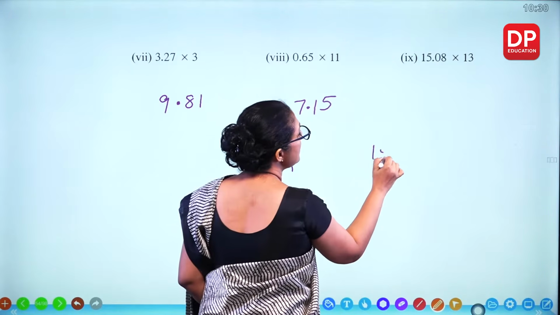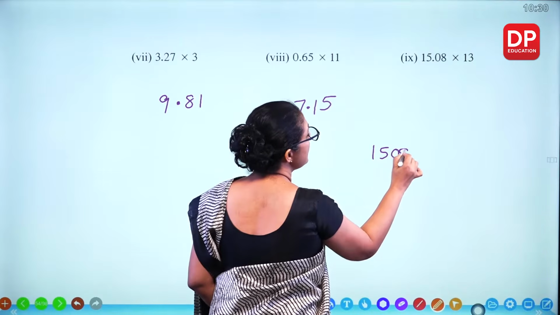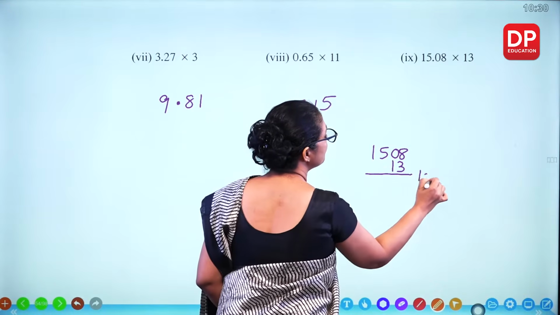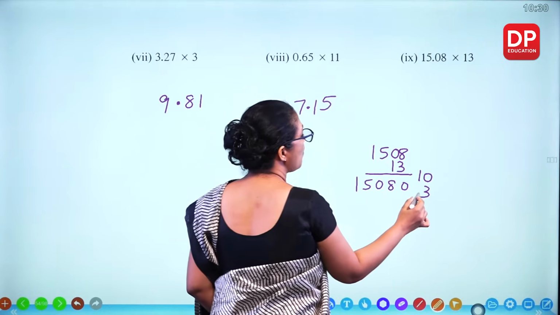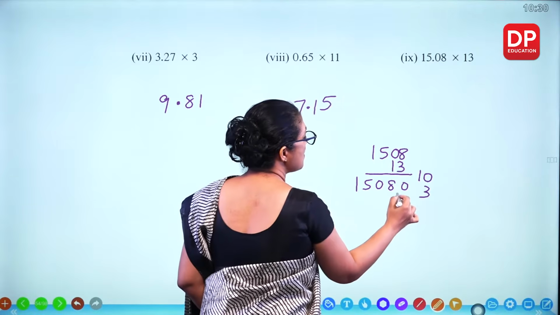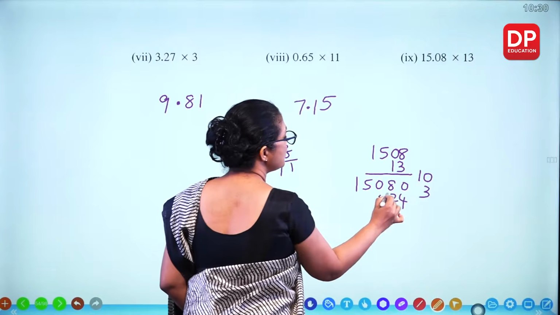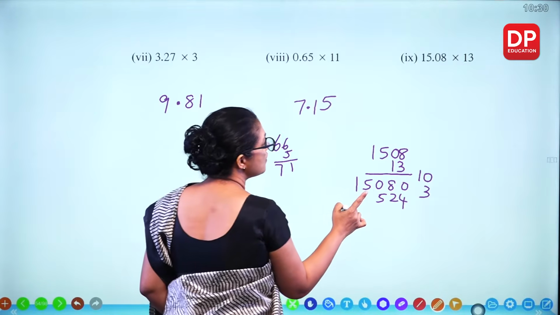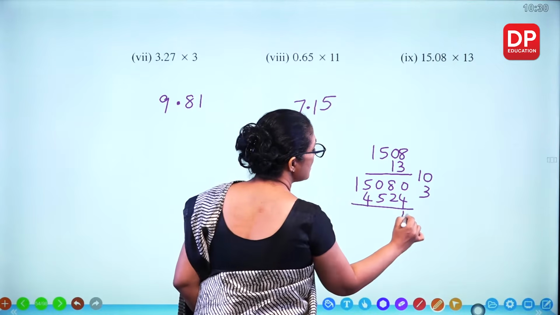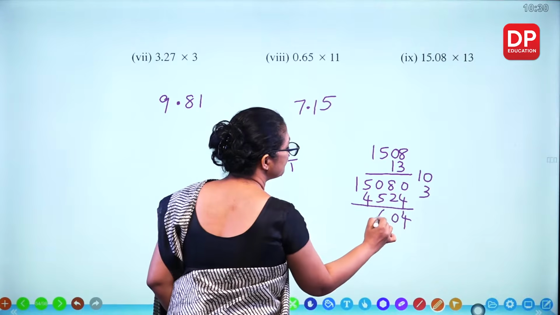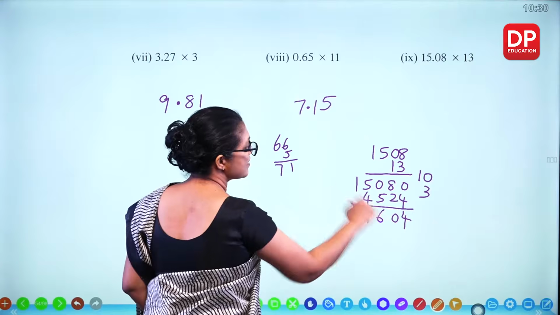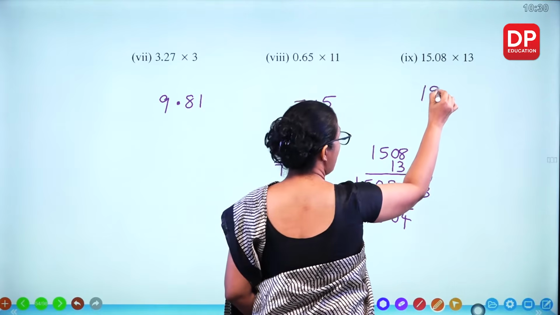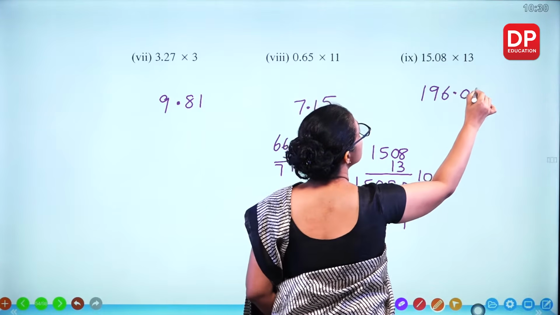Multiply by 13. 1,508 multiplied by 13, 10 and 3. So first multiply by 1 here. 3 times 8, 24, 15 and 3 times 1, 3 plus 1, 4. So the answer is this one and keep 2 places. So 196.04.